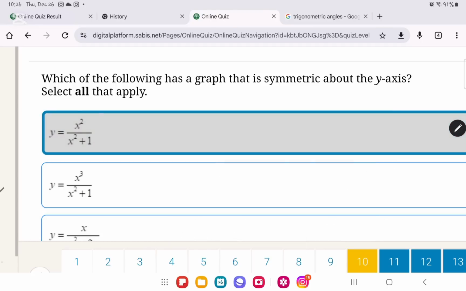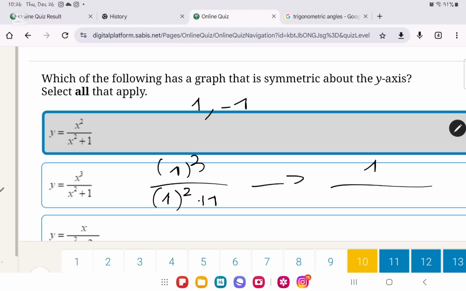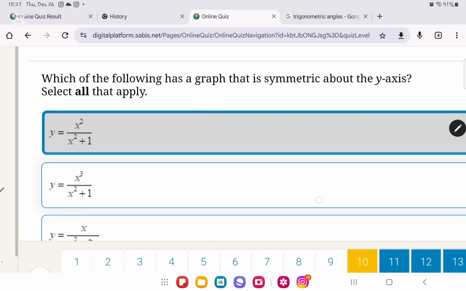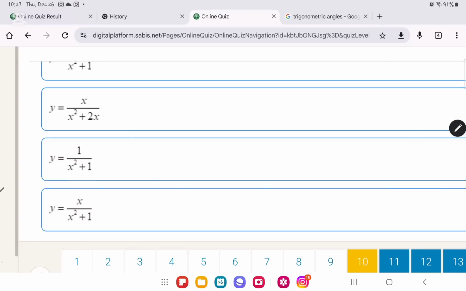Moving on to the next one, we are going to substitute 1 and -1. So we are going to get 1 to the power of 3 divided by 1 to the power of 2 plus 1. That means it gives us 1 divided by 2. However, if we did -1 to the power of 3 divided by -1 to the power of 2 plus 1, we are going to get -1 over 2. So even though they are the same number, they do not hold the same sign, so they are not even. They are odd.